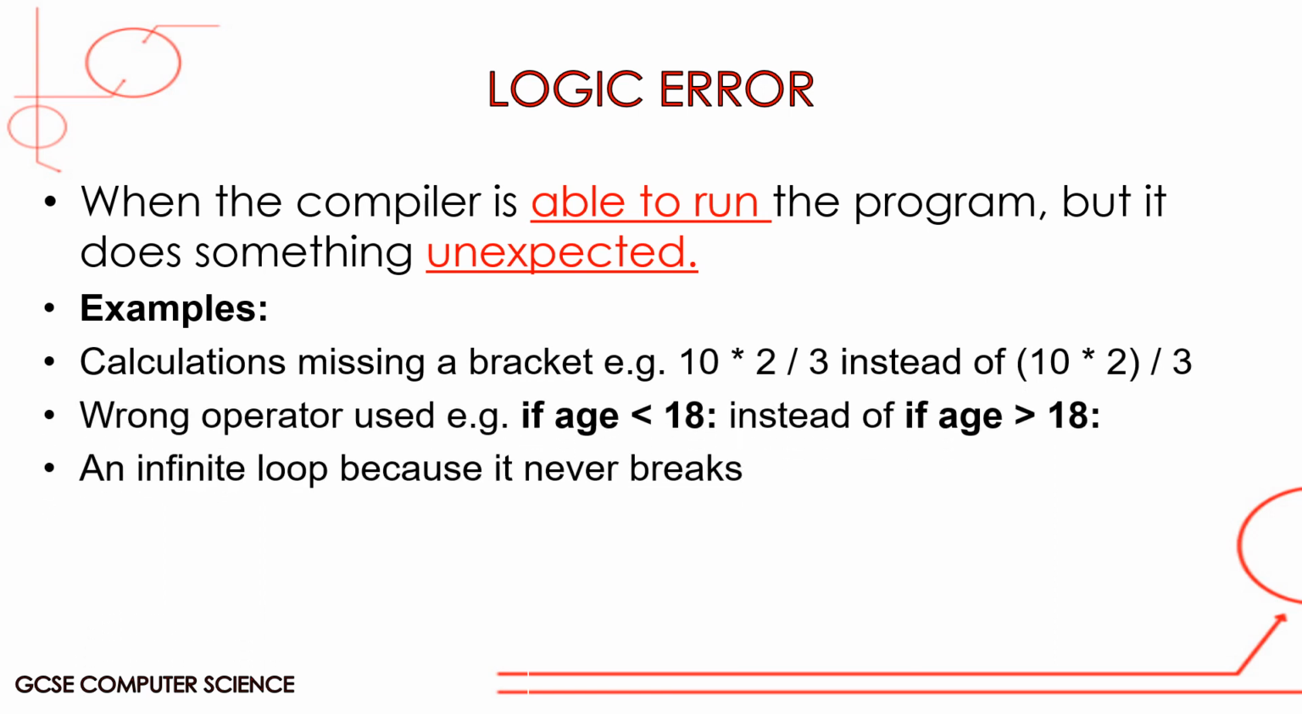A logic error is when the compiler runs, but the program does not do what you expect it to. For example, a calculation might miss a bracket, so it'll do 10 times 2 divided by 3 instead of 10 times (2 divided by 3). A wrong operator is used, for example, if age is less than 18 instead of if age is greater than 18, or an infinite loop because the loop never ends or never breaks.